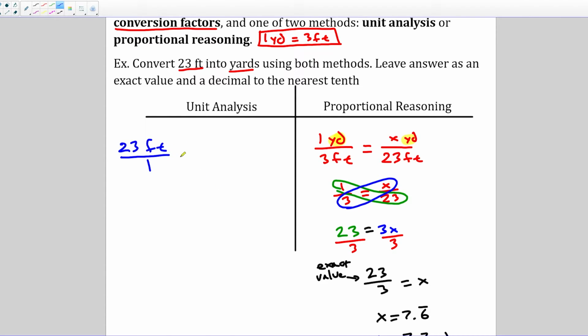What that means is I'm going to put my fraction right here. We're going to multiply. And now the tricky part is determining where does the feet go and where do the yards go. In our previous example with the proportional reasoning, we put yards up top for both, and then feet went on the bottom of both fractions.